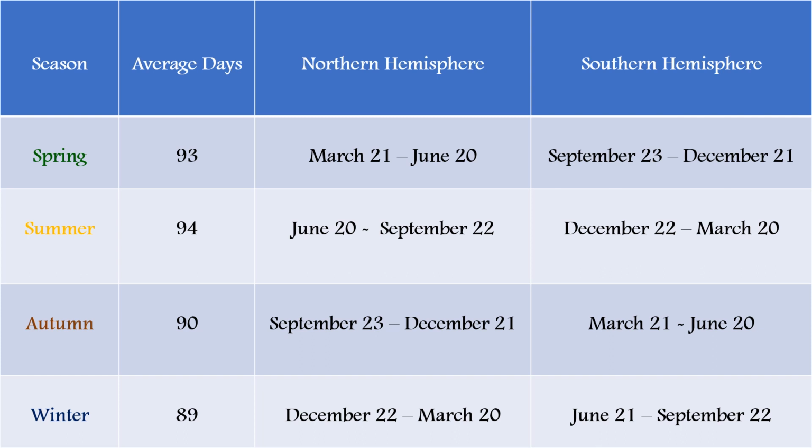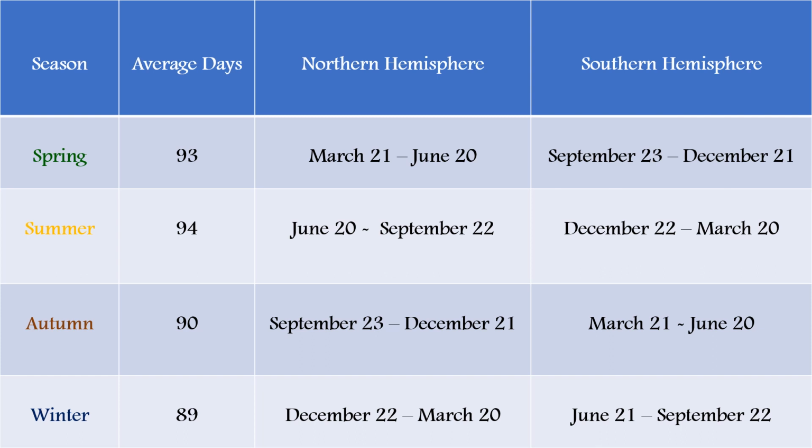So as I was saying a while ago, summer begins on June 20 to September 22. In the southern hemisphere, it is on December 22nd to March 20. Autumn in the northern hemisphere is September 23 to December 21. And in the southern hemisphere, it's March 21 to June 20. And winter in the northern hemisphere is on December 22nd to March 20, and in the southern hemisphere it is June 21st to September 22.